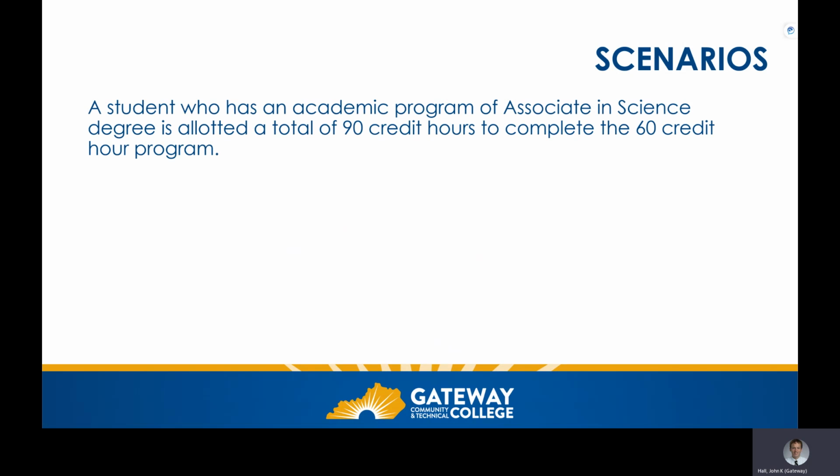First scenario, a student who has an academic program of associate in science degree. The associate in science degree is allotted 90 credit hours to complete the 60 credit hour program. Like we were just saying, 90 credit hours is 150% of 60 credits. So a student can get 90 credit hours of attempted courses for that associate in science degree.